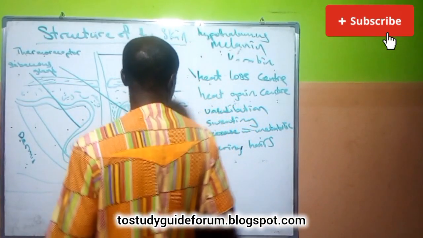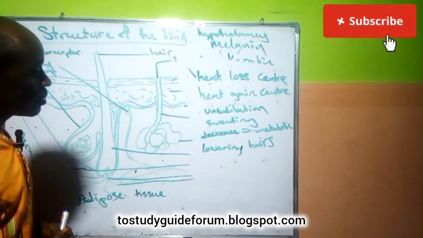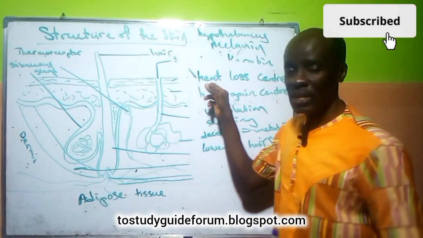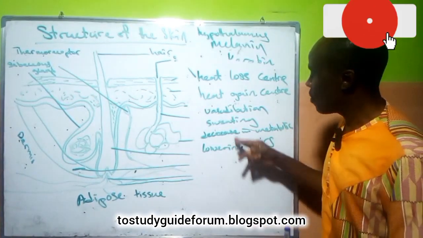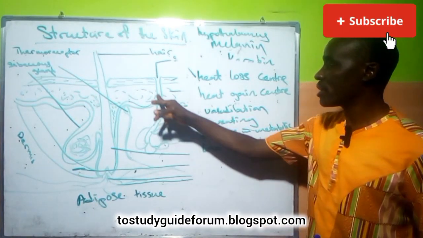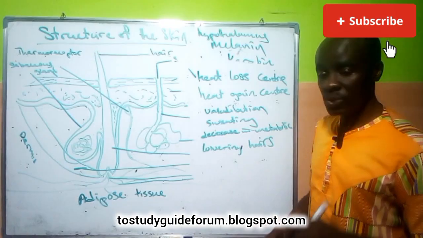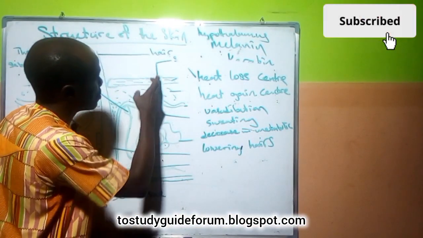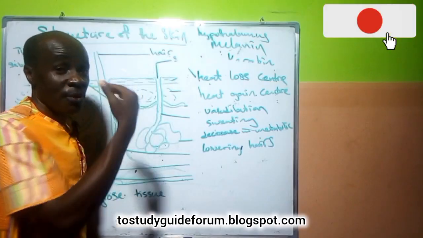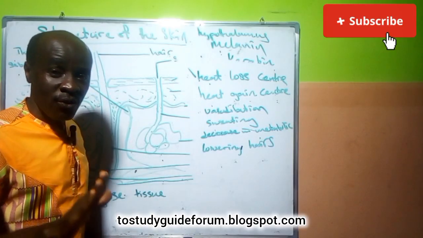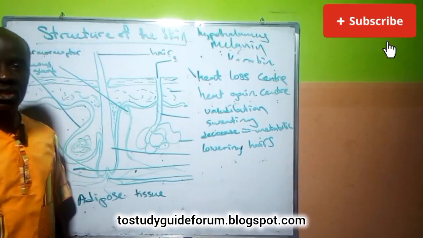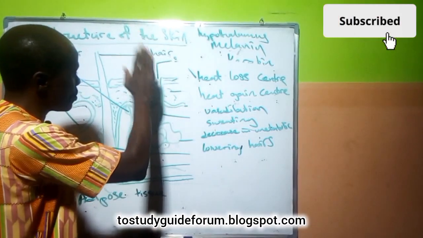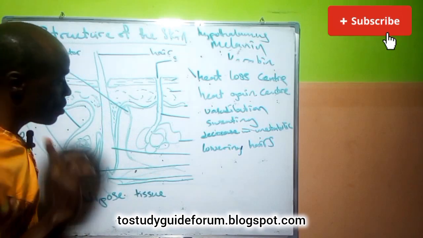Now, another thing that happens is that to increase the loss of heat, remember this place plays a very important role in heat loss, the sweating process will increase. As the sweating goes on, the sweat will pass through the sweat ducts down to the sweat pore. As it gets to this place, it will vaporize. Remember that vaporization causes a cooling effect, resulting in a drop in temperature. Note that very well.